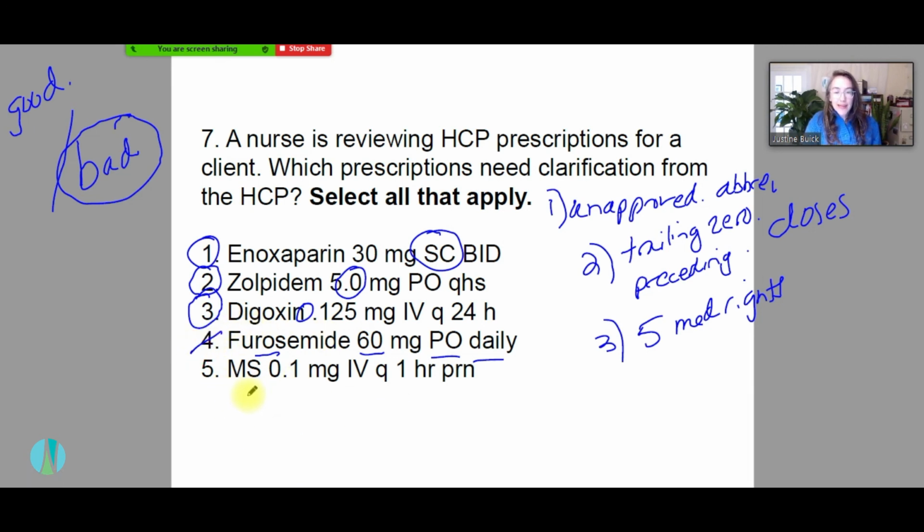MS, so that's another unapproved abbreviation. What is it? Morphine sulfate, magnesium sulfate. What do you want me to give here? So I would call and clarify that one too.